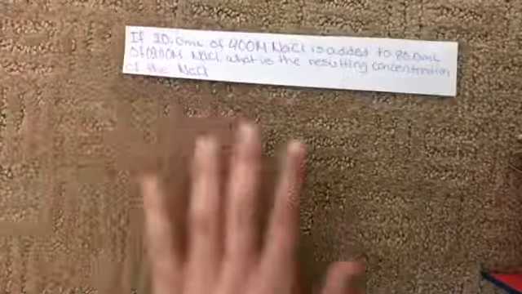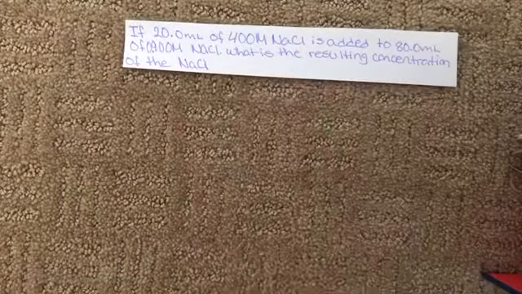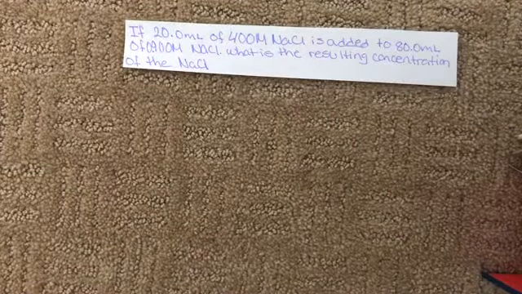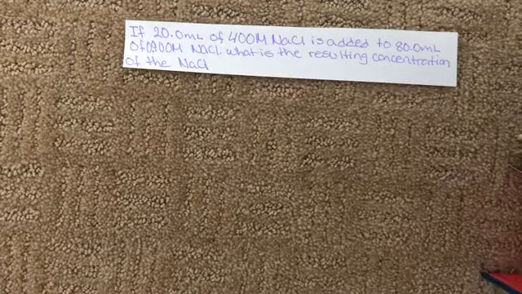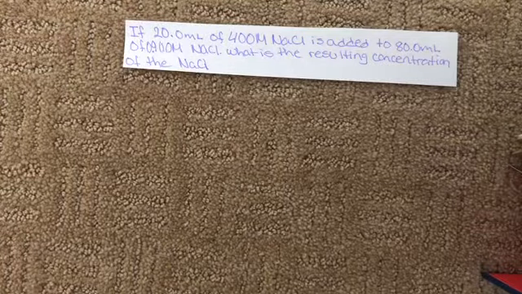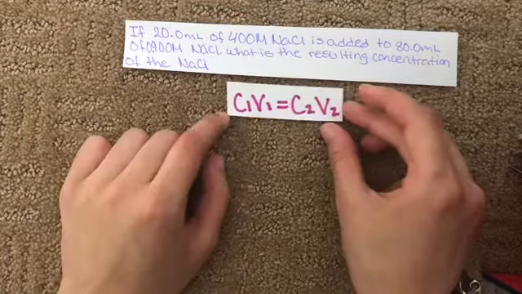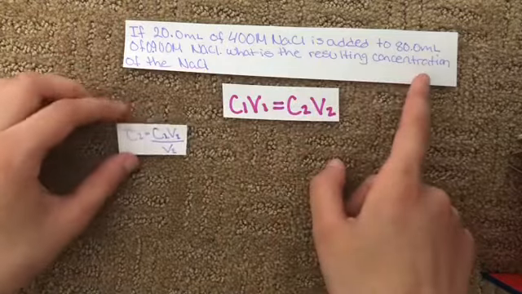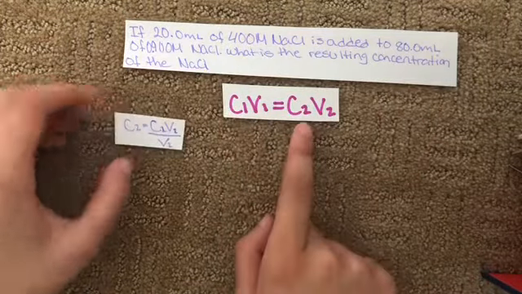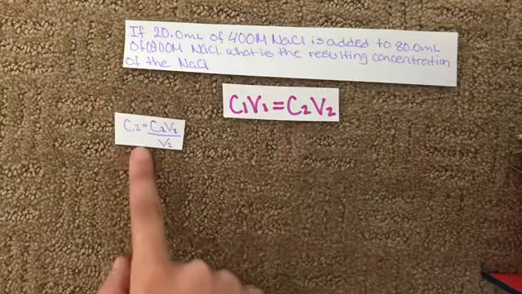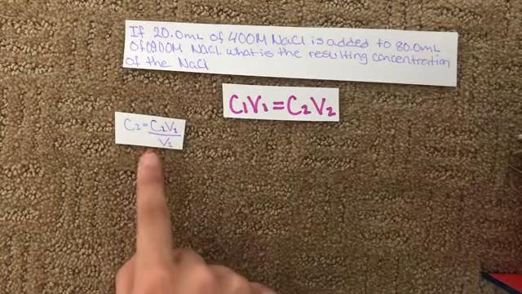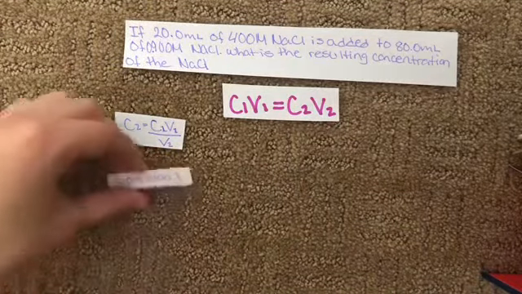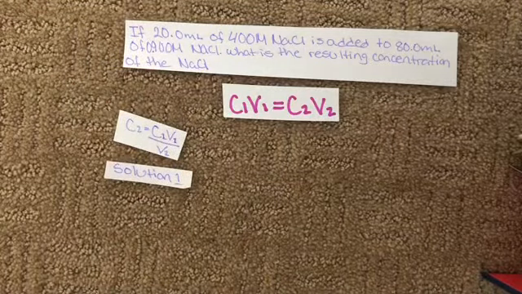Last example today will be about dilution. If 20 milliliters of 4.00 M sodium chloride is added to 80 milliliters of 0.900 M sodium chloride, what is the resulting concentration of sodium chloride? Since we are looking for the resulting concentration of sodium chloride, we'll be using C2. So C2 is equal to C1V1 over V2. And we'll be having to use 2 solutions.